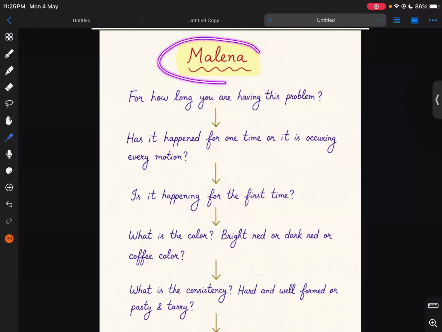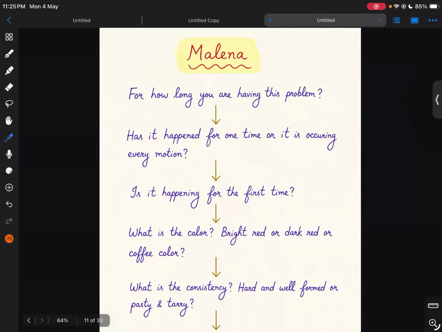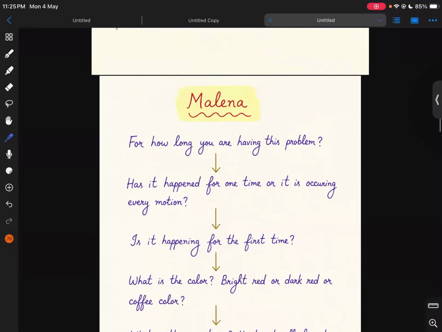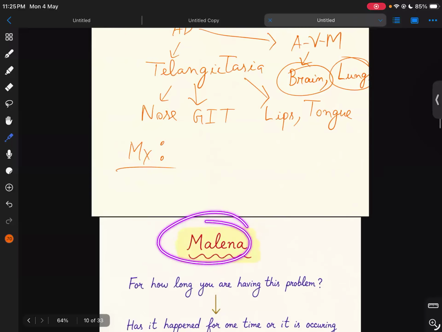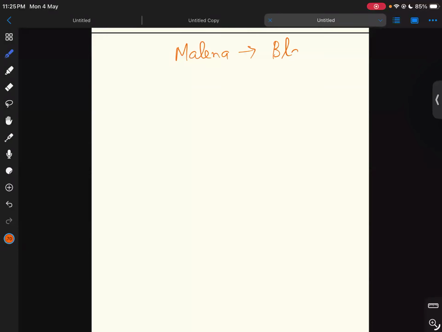So, approach to melena. The differential diagnosis of hematemesis and melena is going to be the same. Only the initial questions are going to be different. And here we have to understand something in terms of pathophysiology. So actually, what does melena mean? Melena means black tarry stool. And this black tarry stool happens whenever there is upper GIT bleeding.